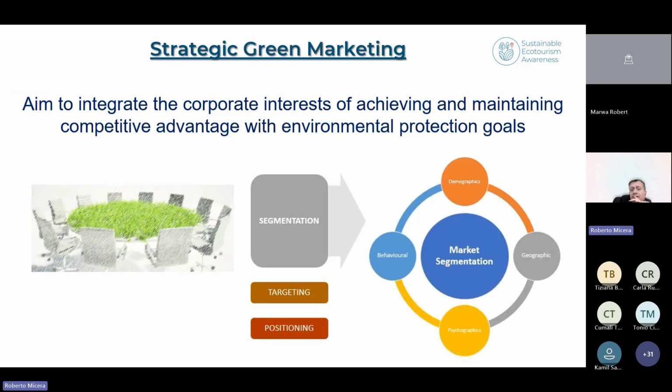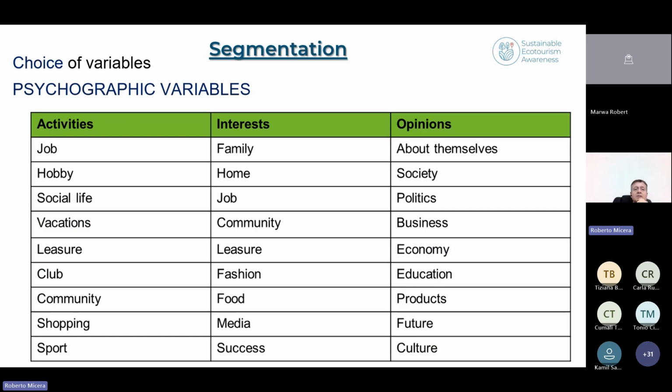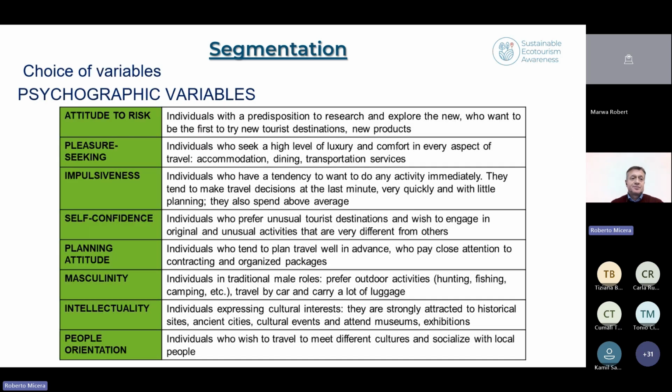When we consider the concept of segmentation, it's important to consider the choice of variables, which could be psychographic variables linked to activities, interests, and opinions. Activities include job, hobby, social life, vacation, leisure, club, community, shopping, sports. Interests include family, home, job, community, leisure, fashion, food, media, success. Opinions are about themselves, society, politics, business, economy, education, products, future, culture.